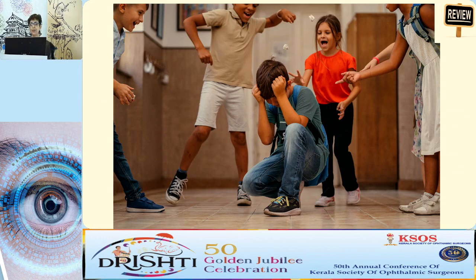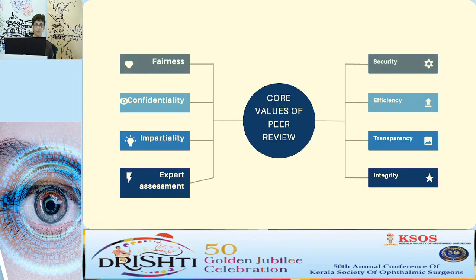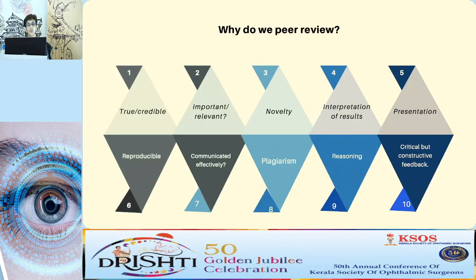Now, a peer review is not such a horrible, brutal process like this, but you should take the constructive criticism provided by the peer reviewer and utilize it to improve your article. Now, what are the core values of peer review? Of all the 8 values that are written over here, the most important is confidentiality. The peer reviewer should not take the ideas of that article and provide them to another person or use them himself or herself.